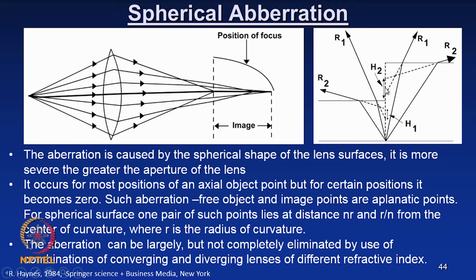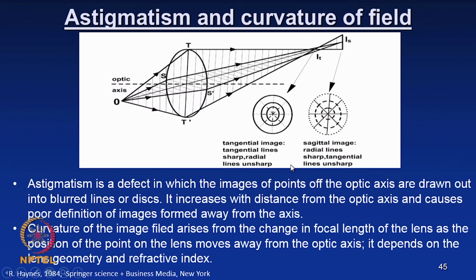Obviously, the quality of the image will be much affected because of this optical path difference between a standard cover slip thickness versus an arbitrary cover slip thickness. So, now we will move on to the next defect called astigmatism and curvature of field.